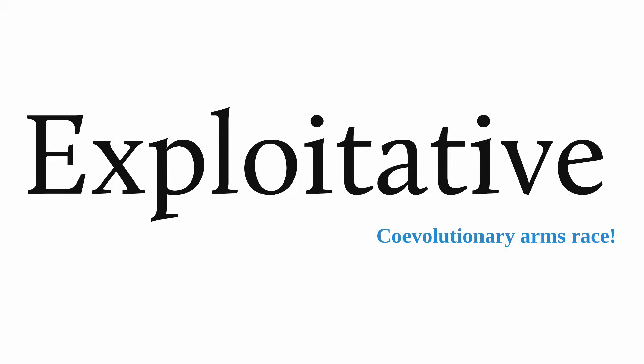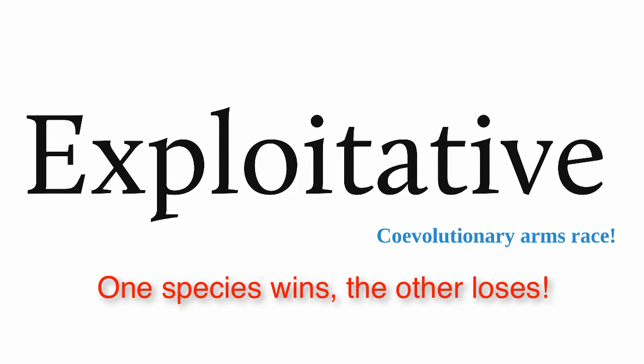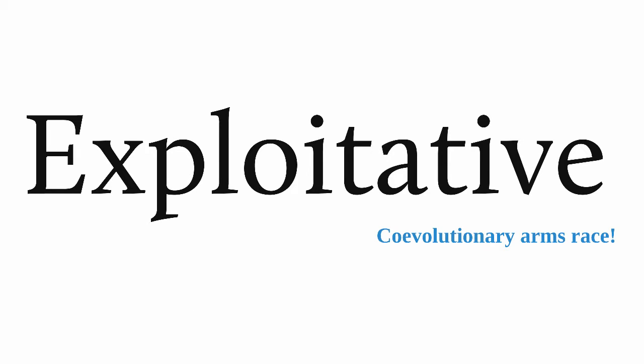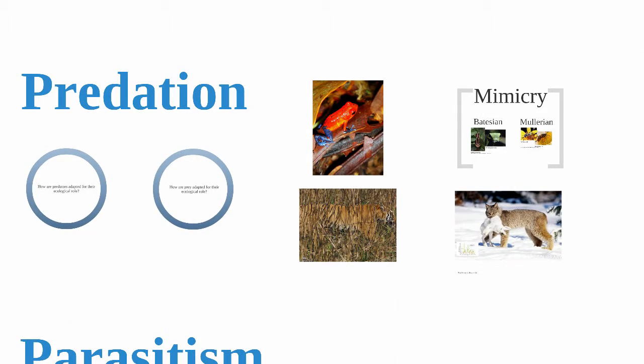Exploitative relationships are super cool. They are a class of relationships that have a clear winner and a clear loser. And this results loosely in what's called a coevolutionary arms race. So let's talk about predation first.